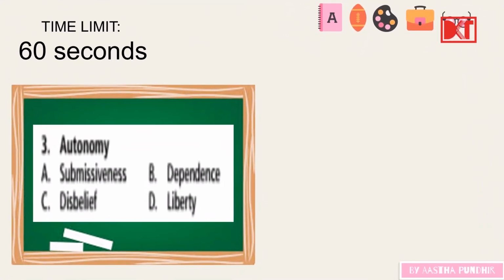Okay, next up we have autonomy. Here the options are A. Submissiveness, B. Dependence, C. Disbelief, or D. Liberty. Now autonomy is independence, so its antonym could be dependence, dependence on something or someone. Liberty is also sort of freedom, so this could be a synonym.